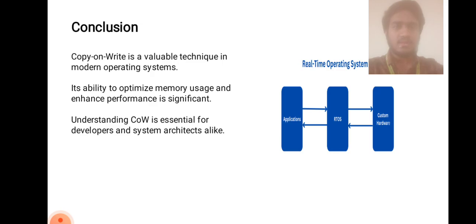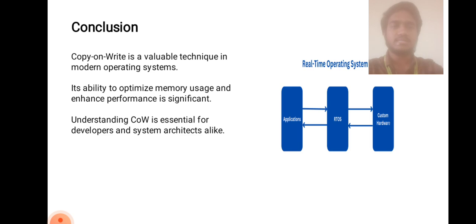Conclusion. Copy-on-write is a valuable technique in modern operating systems. Its ability to optimize memory usage and enhance performance is significant. Understanding copy-on-write is essential for developers and systems architects alike. Modern operating systems use copy-on-write. It is very useful for faster performance and less memory usage.